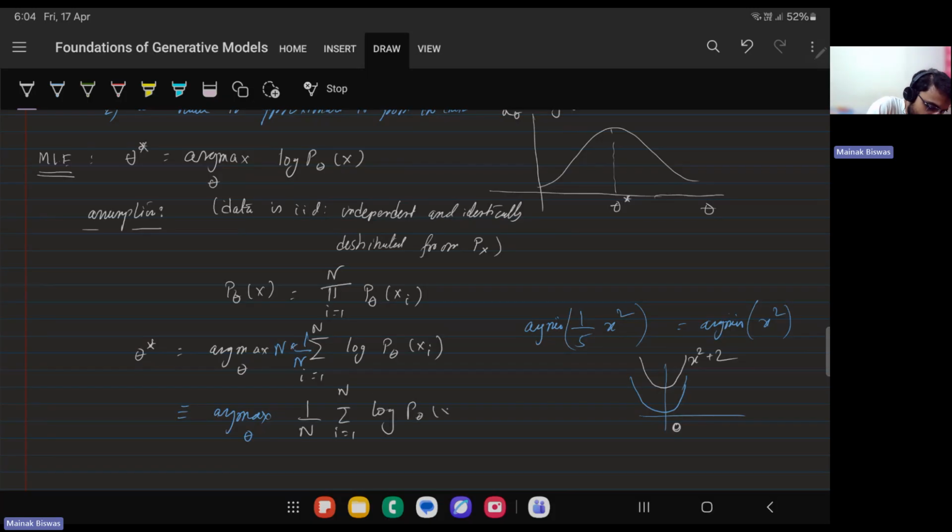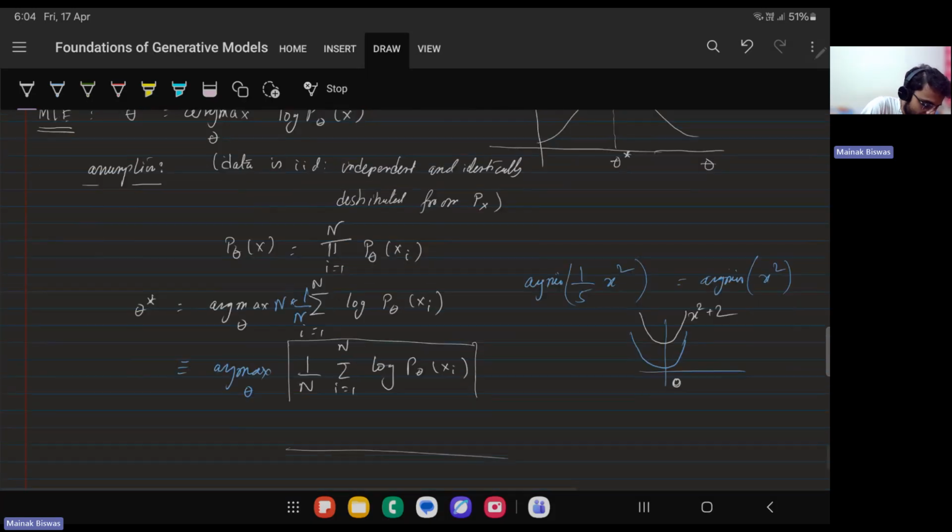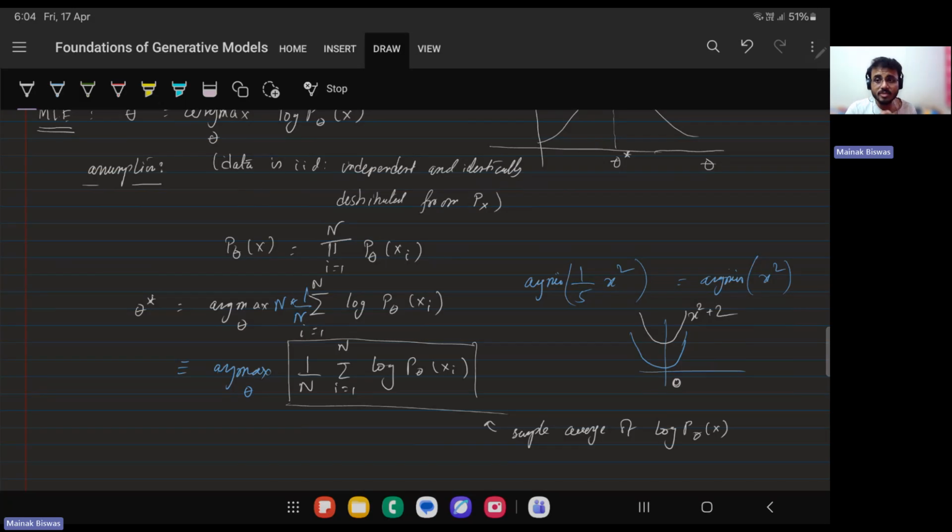Now, people who have done a little bit of probability can say what this is. This is a sample mean, a sample average of log p theta of x, which means it is a Monte Carlo estimate of the actual expectation.